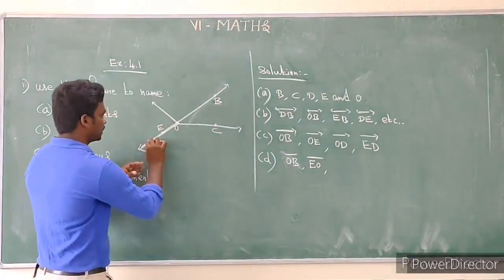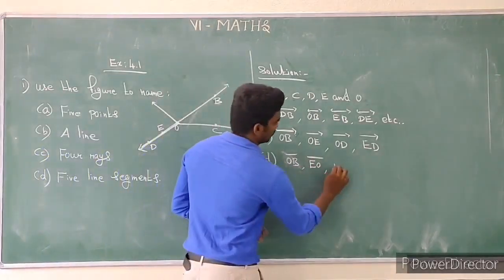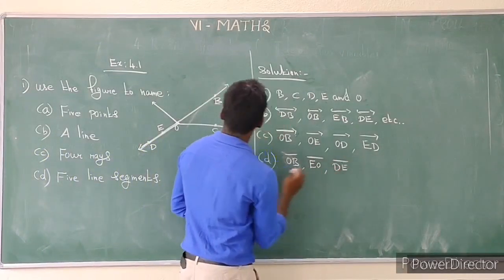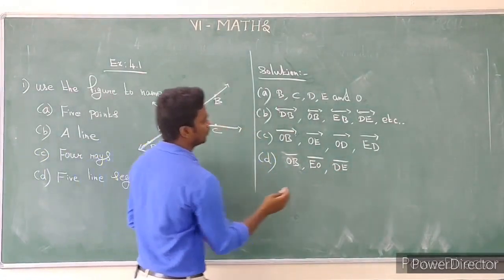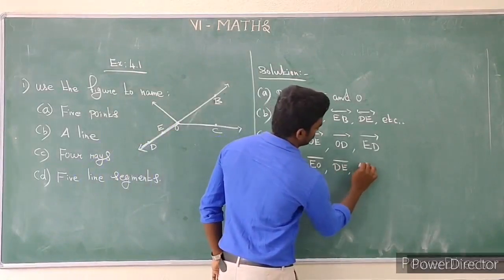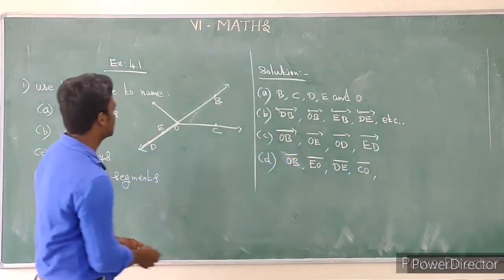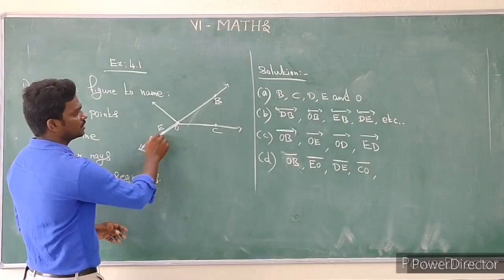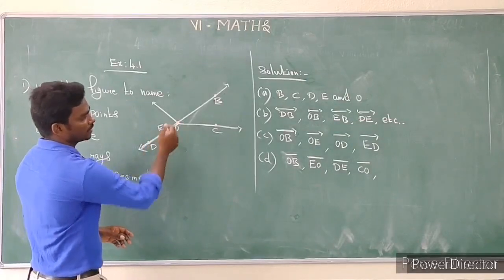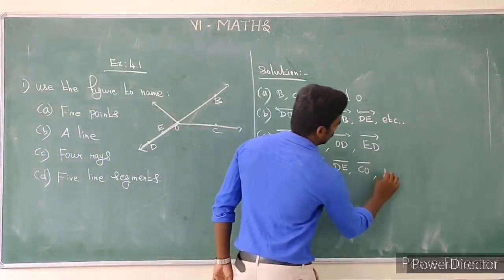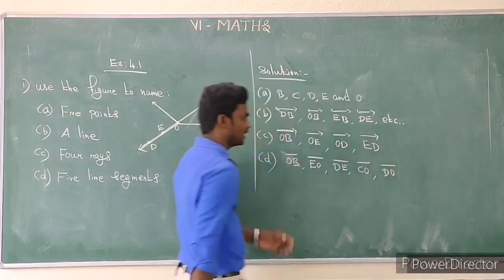What is next one? The distance between D and E. DE is a line segment. Any other? CO, or OC, both are the same. CO is a line segment. Any other which has D? D to O. Yes, DO. So we have 5 line segments.